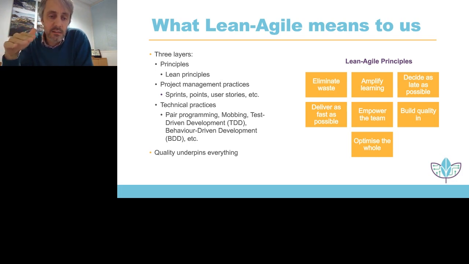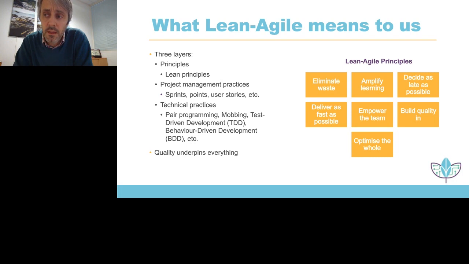So the second layer down is the project management practices. This is sprints, points, user stories, etc. When we work with other businesses who describe themselves as Agile, often this is the area that they've really focused on. This is really important and delivers a lot of value. But what we also find is that this third layer is very, very important, in particular in terms of keeping the quality up, particularly in these sort of quality sectors.